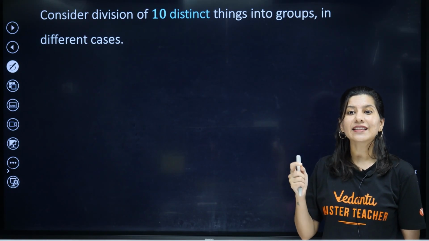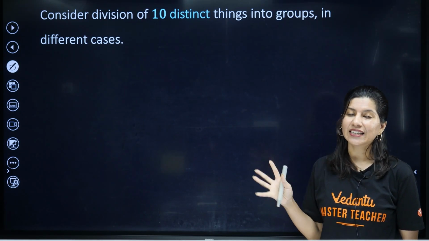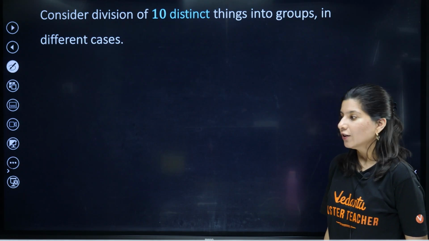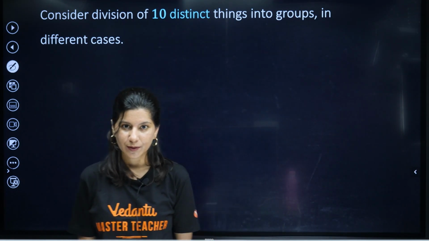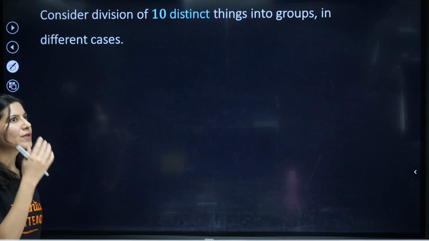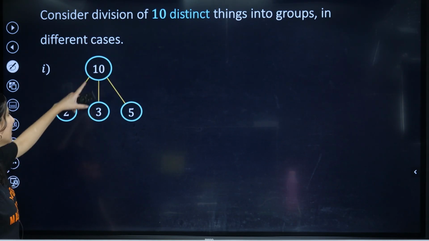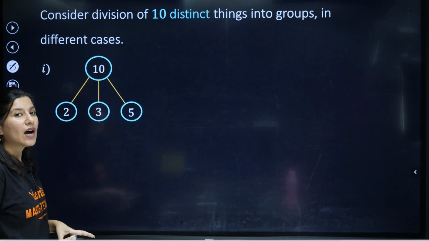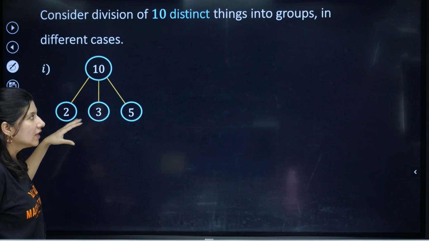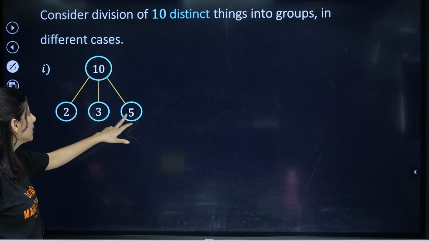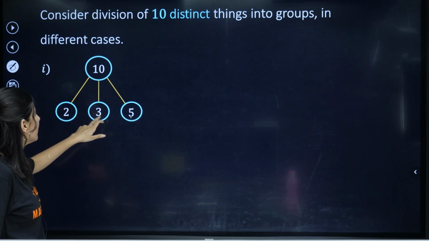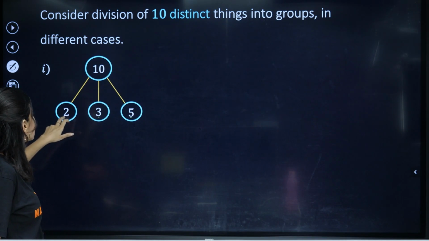Consider division of 10 things into groups in different cases. Okay. So 10 things I have to distribute. So now groups, how many groups? So let us start with the very basic. If I have 10 things, let me think that in how many ways I can do that. So I can divide them into 3 groups. One is having 5, another is having 3, and this is having 2.